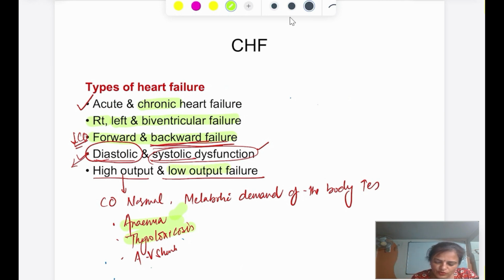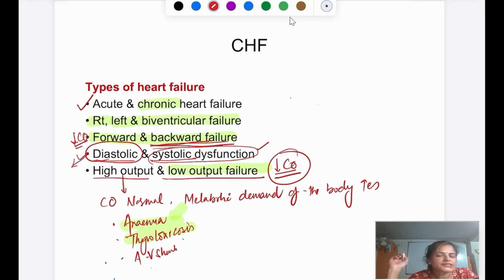Now coming to low output failure. Here the cardiac output is decreased. This is where we are going to put the patient on various types of drugs. So cardiac output is decreased. When this is decreased, the heart is not able to meet the metabolic demand of the body. So this is where you need to give a drug to the patient.